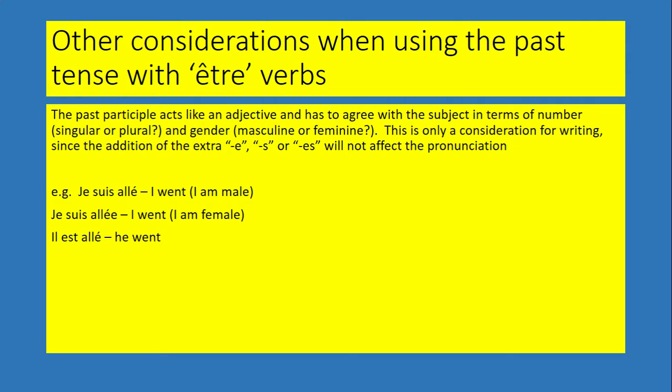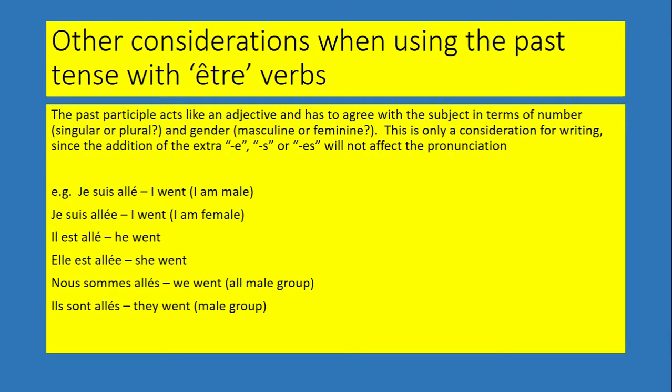Il est allé, he went. She went, elle est allée, with an extra E, because the subject of that verb is female. Nous sommes allés, we went. Here the subject is plural, so we put an S on the participle. Why do we put an S on the participle? Because we're using être in the middle. This is not something we have to worry about if we're using avoir in the middle, only for être verbs.